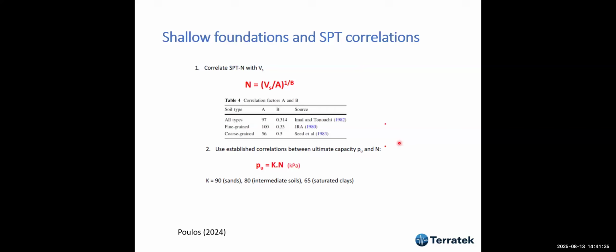Okay, recently Harry Poulos published this, he gave a webinar that I attended. So this is a kind of correlation of SPT with Vs. The Vs is shear wave velocity, a good correlation. Also, ultimate capacity for shallow foundations. The capacity for shallow foundations is K times N, and these are the values of K.